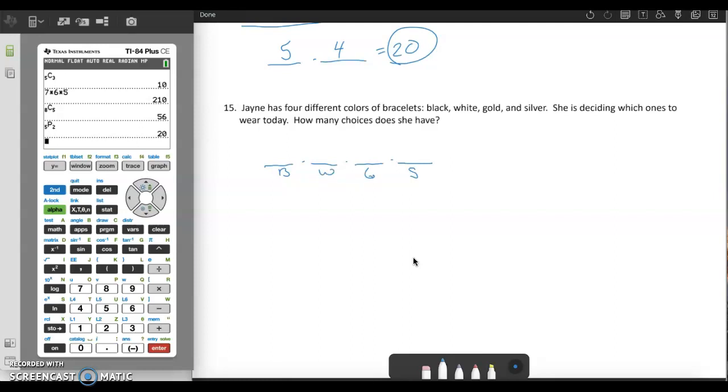And when it comes to the black bracelet, she can either choose to wear it or not to wear it, right? So it's sort of, again, a yes, no question. We've seen these a couple times before. So when it comes to every bracelet, she's got the yes, no, do I wear this or not today options. So there are 2 times 2 times 2 times 2 different ways to do this, different choices to make, which is 2 to the 4th, which is 16 choices.